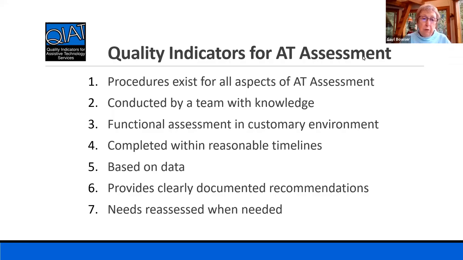And the seventh indicator reminds us that needs can be reassessed whenever it's needed. If there's a change in the student's abilities, if there's a change in the environments in which the student is learning, if there's a change in the specific tasks, we need to reassess. It also reminds us that parents and service providers at any time can request an AT assessment if they feel it's needed to help this child make progress.